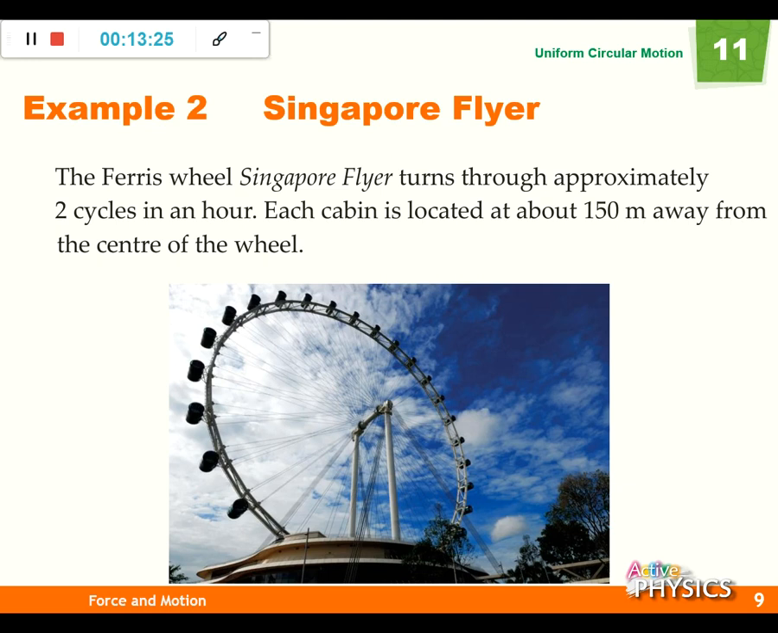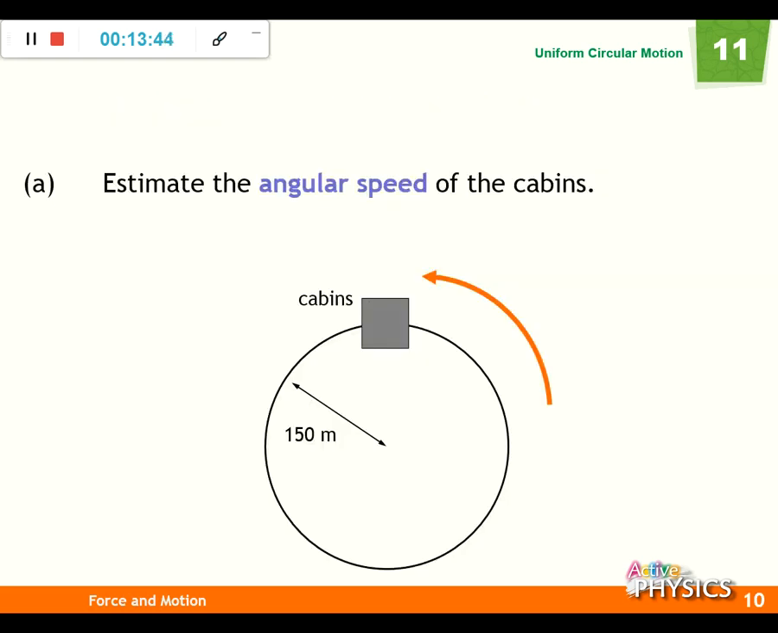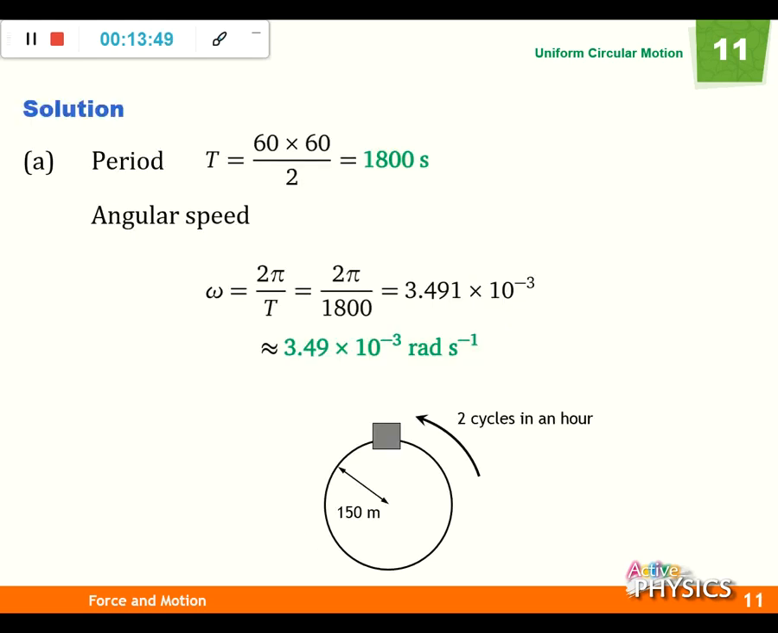Now this one, example 2, Singapore Flyer. You can see that this Ferris wheel will be like that. 2 cycles means 2 revolutions in 1 hour. It means that 1 cycle should be half an hour. Then here, estimate the angular speed. Angular speed. Okay, then what should you do? Try to find out the period of it. For 1 cycle, it should be 1,800 seconds. And also for 1 cycle, it should be 2 pi radian.